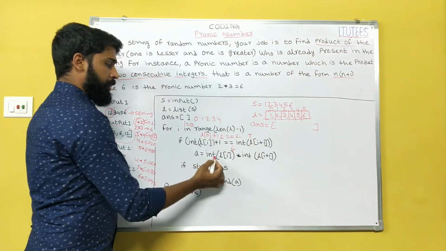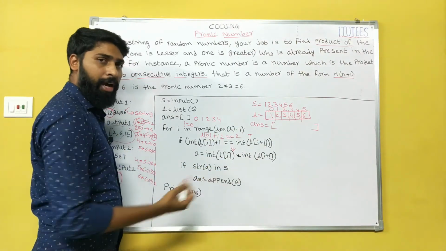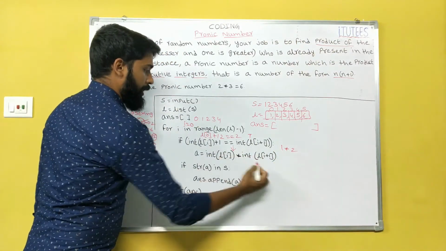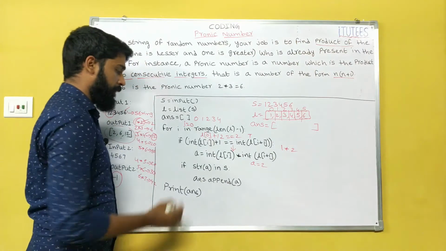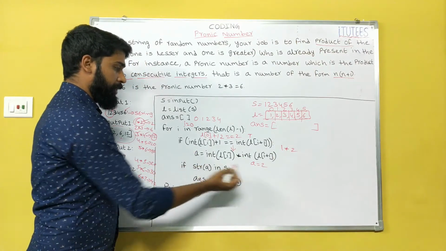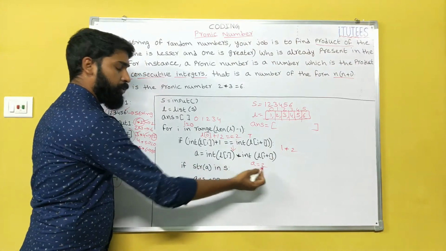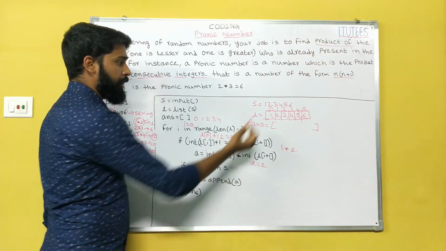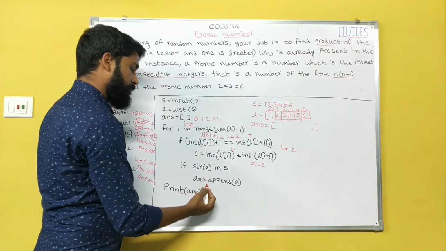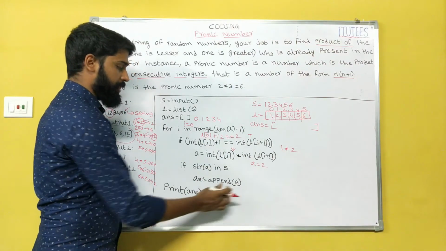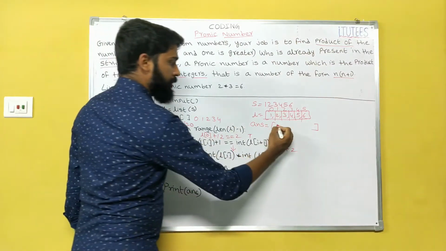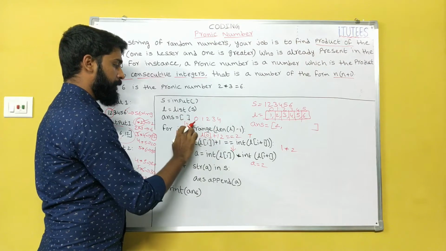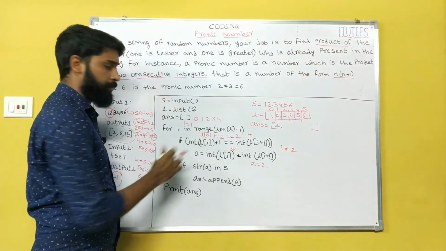Inside it, int of L of i into int of L of i plus 1. That means 1 into 2, so A equals 2. Now I check if str of A, that means I convert the 2 into a string, is in S. That means, is 2 in S or not? Yes. So ans.append of A. What is A? 2. So 2 is appended to ans.